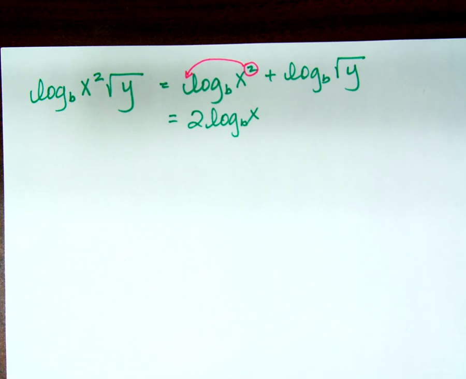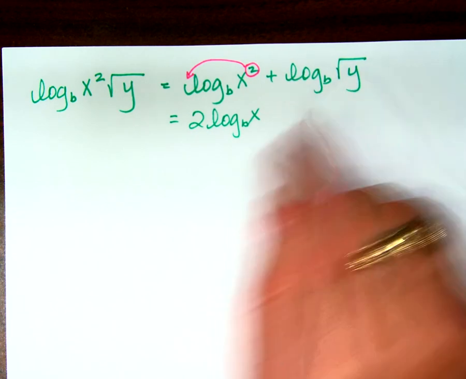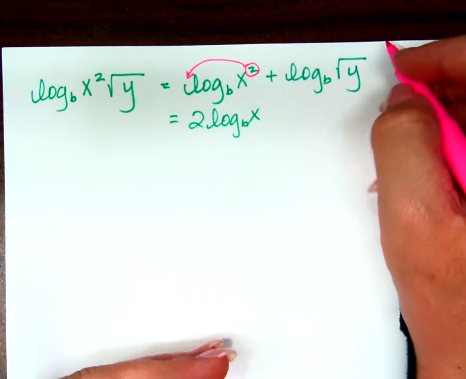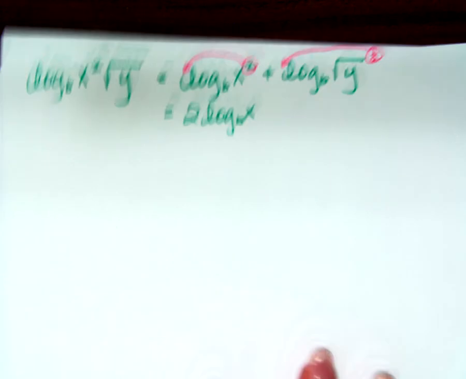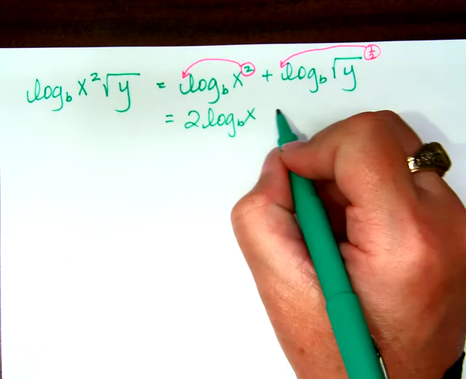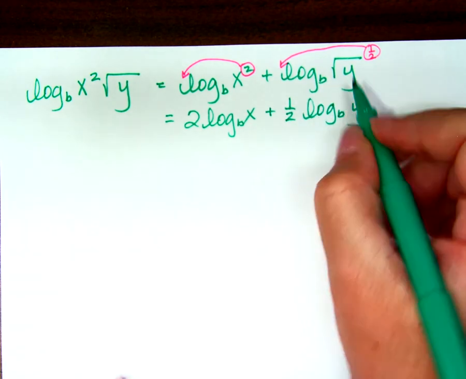I'll tell you this. We do not like to leave roots inside of logarithms. Okay? Exactly, right? When we take the square root of something, that's like raising it to the 1/2 power. So this is really like log base b of y to the 1/2. So would it seem logical to you that I bring the 1/2 down in front as a multiplier? It would. Excellent. Okay. So plus 1/2 log base b of y.